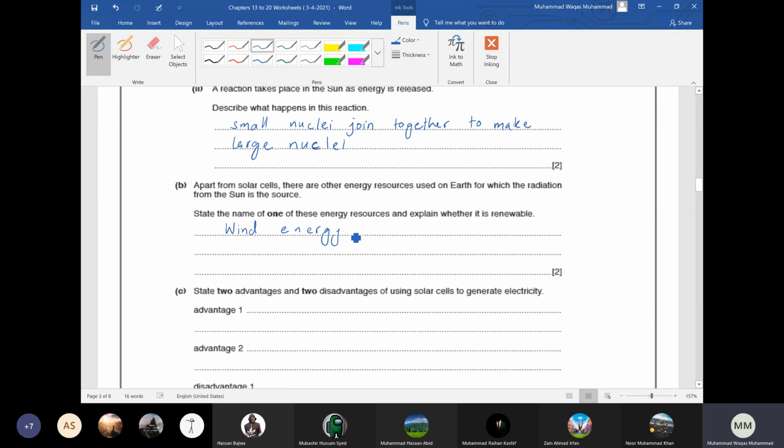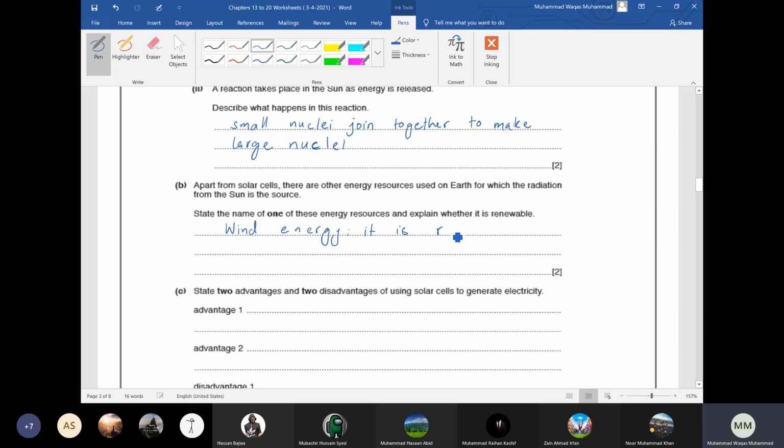Shabash. Wind energy. Beta, is wind renewable energy? Is it renewable or non-renewable? Renewable, sir. And beta, why is it renewable? Sir, because it won't run out. Yes, because wind energy will not run out. First of all, you have to tell it's renewable.